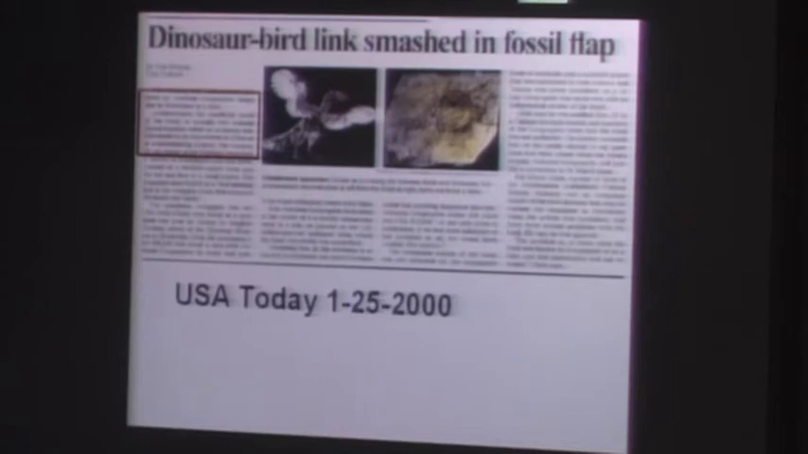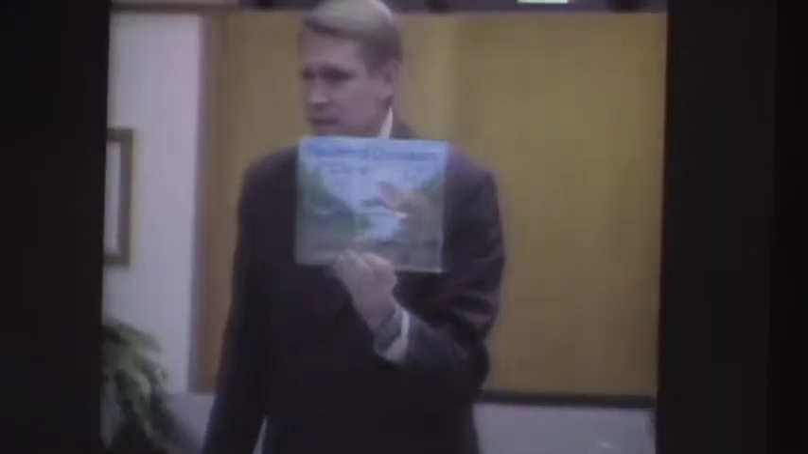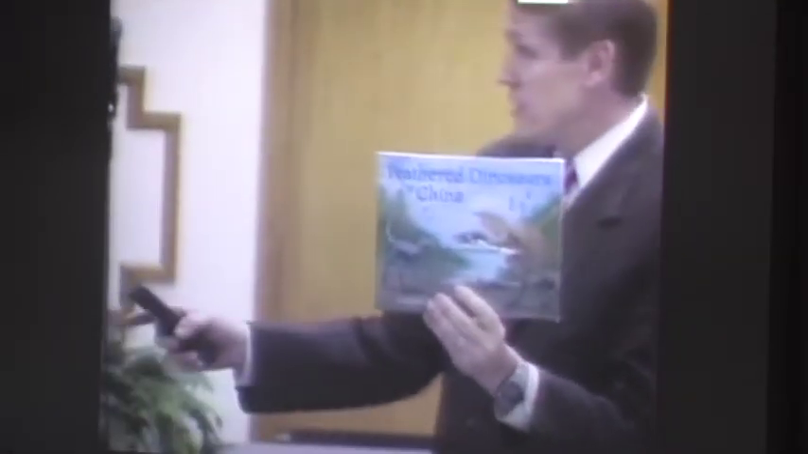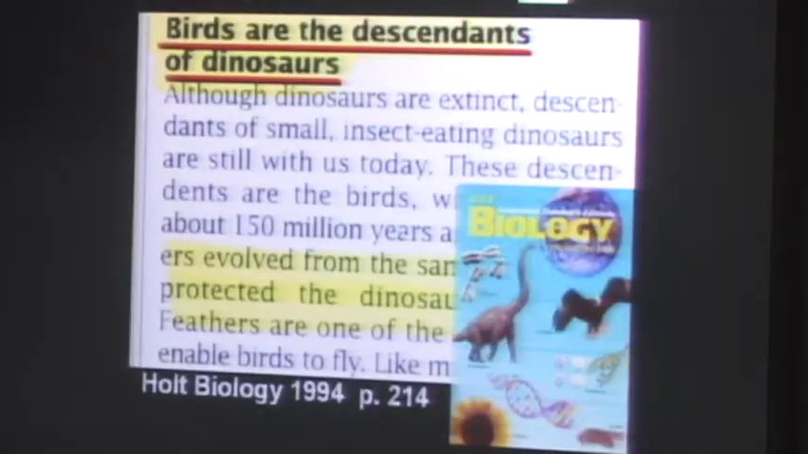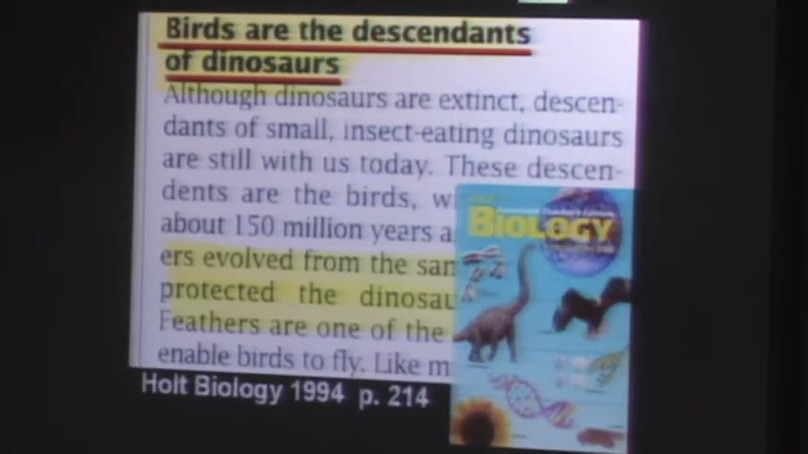Here's a whole book, The Feathered Dinosaurs of China. You just got this recently? Why would they still be teaching something that's been proven wrong for 5 years? All this feathered dinosaur stuff is baloney. It's all baloney. We cover more on that in one of the debates I did. I forget which one, but they say birds are descendants of dinosaurs.